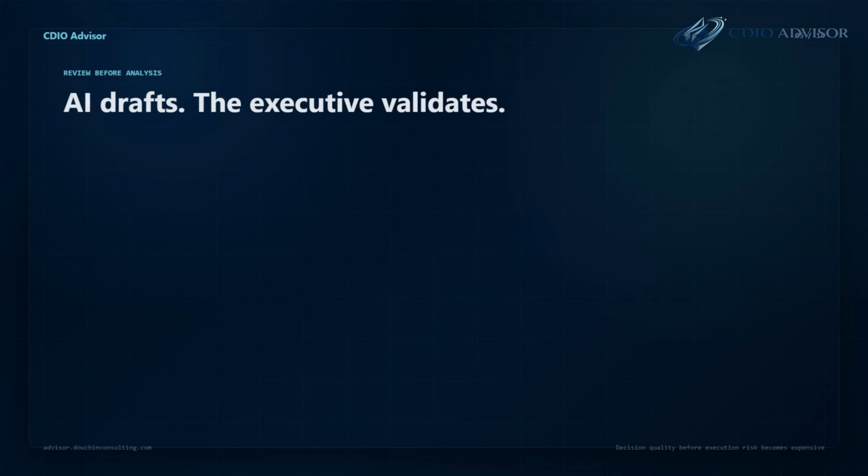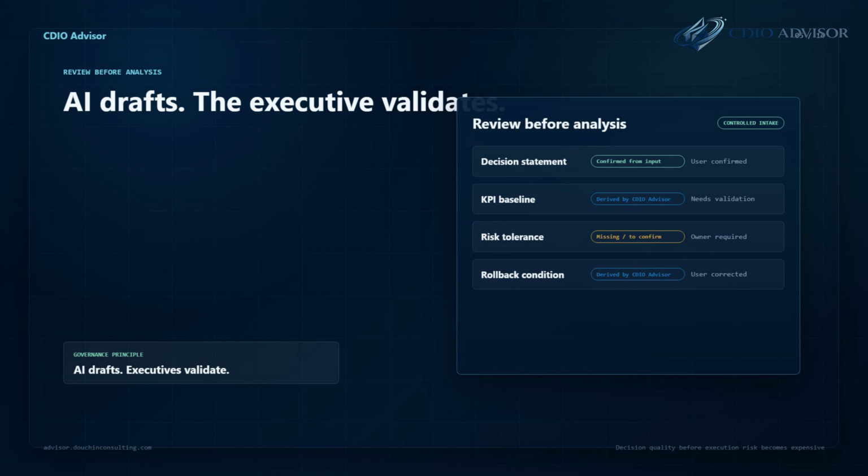Before analysis starts, the user reviews the structure. What is confirmed? What is derived? What is missing? What must be corrected? The AI drafts the decision case. The executive validates it. Only then does the challenge begin.